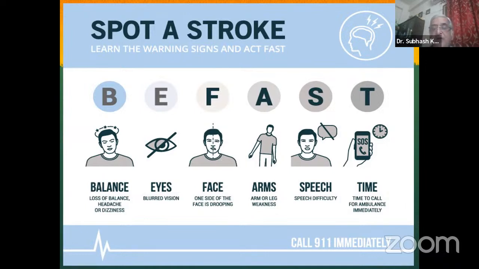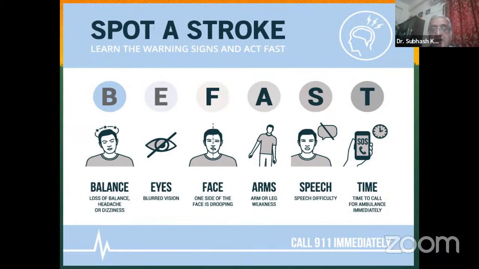Here, the T stands for time. That means this is the time to call the emergency or the time to go to the emergency, so that patient should get the immediate care. It's important that these stroke patients should be immediately taken to hospital, because every minute millions of neurons are dying. It can cause lifelong disability.